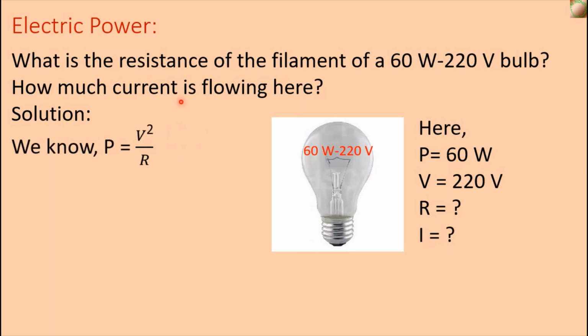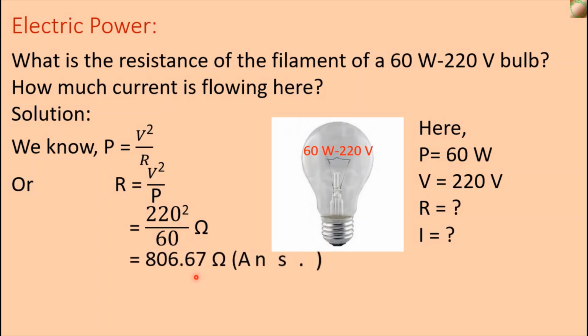And we know P = V squared divided by R, or R = V squared divided by P. From this equation we can write R = V squared divided by P. This is equal to, here V = 220 volt, that is 220 squared divided by power P = 60 watt. This is equal to 806.67 ohm. This is the resistance of the filament of this bulb.